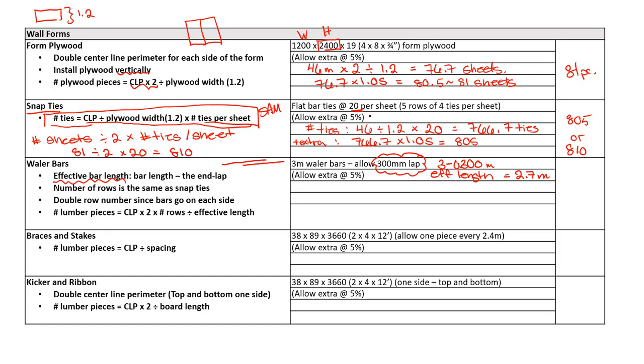And the number is pretty well always the same for that. Occasionally it might change just to see if you're reading the question carefully, but to find the effective length, it's just the length minus the overlap. Just make sure you're subtracting meters from meters. Number of rows matches the snap ties, so there's 5 rows.